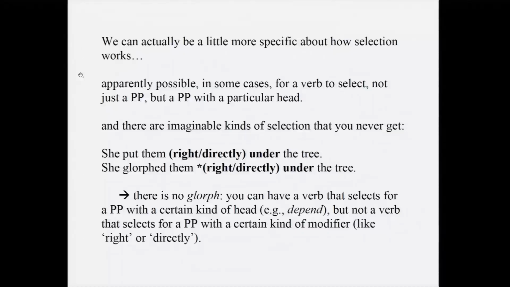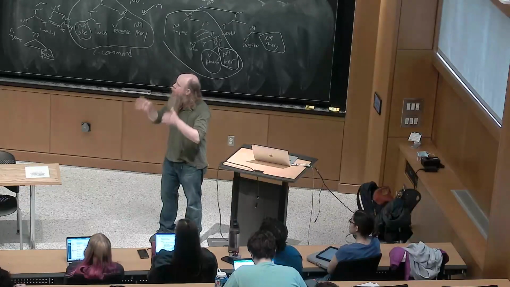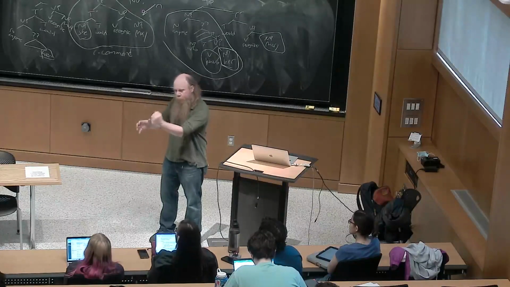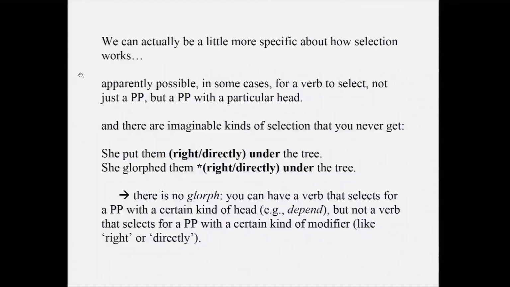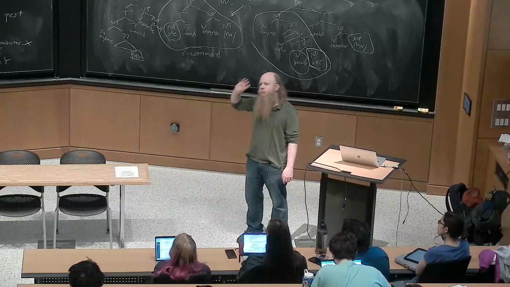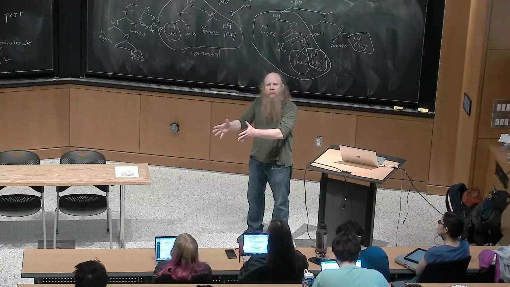But we're never going to find a verb that selects for a prepositional phrase. So there are verbs like depend that select for a prepositional phrase where the preposition has to be something, like depend needs on. We're never going to find a verb that selects for a prepositional phrase and it needs to be modified by a certain kind of modifier, right? So we'll never find a verb. I made up a verb, glorf, and glorf says, I need a prepositional phrase. I don't care what the preposition is. You can say she glorfed them right under the tree, she glorfed them right through the tree, she glorfed them right beside the tree. I don't care what the preposition is, but we need right at the beginning of the prepositional phrase. There are no verbs like that in any language.